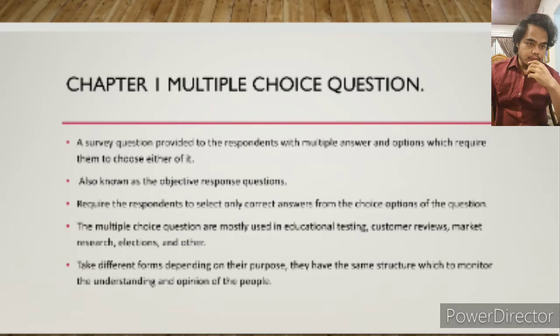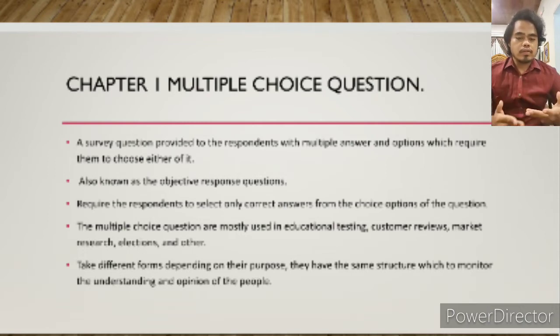For chapter 1, multiple choice question. Of course, everyone knows what a multiple choice question, MCQ, is. It is a survey question provided to the respondent with multiple answers and options which require them to choose either one of them, like A, B, C. They may pose one question and ask the student or the people to choose. This is just for a survey, on what they know about the subject. It is also known as the objective response question. It is a response on the survey made by the tutor, the constructor, or the course leader.